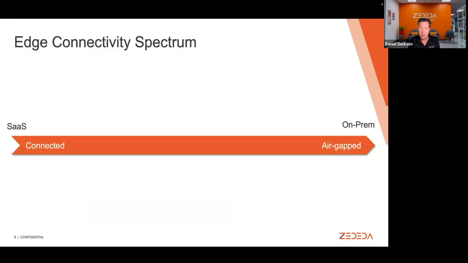So what I wanted to do in this slide is think about this edge connectivity as a spectrum, and I tried to put a few scenarios and use cases on this spectrum. I realized it's not every permutation, but these are some other things that we're seeing.